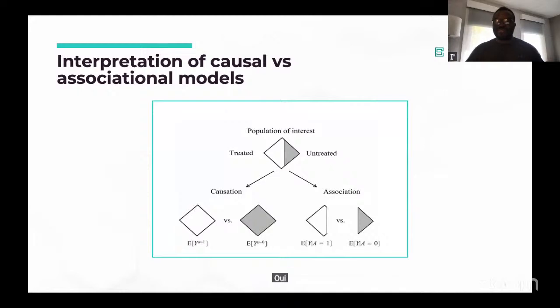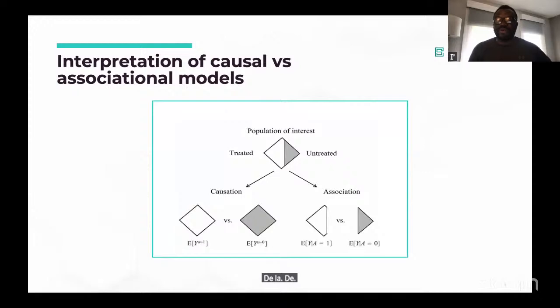And those are very different in how we interpret them. They're also very different ideologically or philosophically, right? It's not just practical. And this is a very nice distinction of the difference between what happens when we interpret them as causal relationships versus as associations. So here you have the population of interest, and you have those who are exposed or non-exposed, right? Or treated or non-treated.